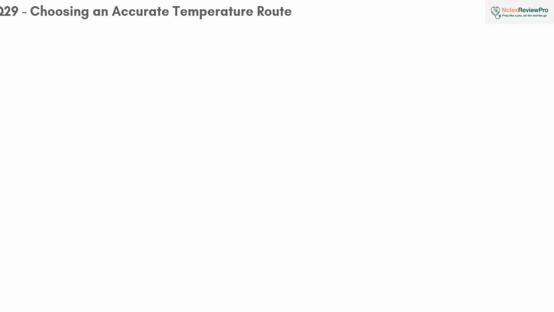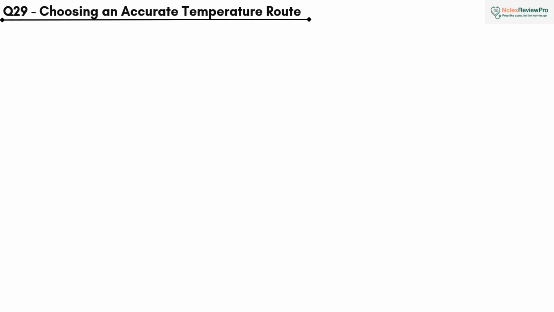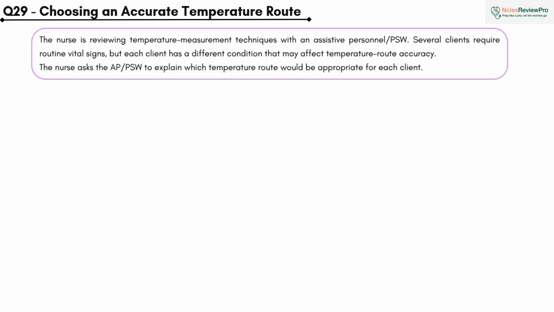Let's begin. Question 29. Matrix Grid. Choosing an accurate temperature route. Clinical scenario. The nurse is reviewing temperature measurement techniques with an assistive personnel, or PSW. Several clients require routine vital signs, but each client has a different condition that may affect temperature route accuracy. The nurse asks the AP, or PSW, to explain which temperature route would be appropriate for each client.